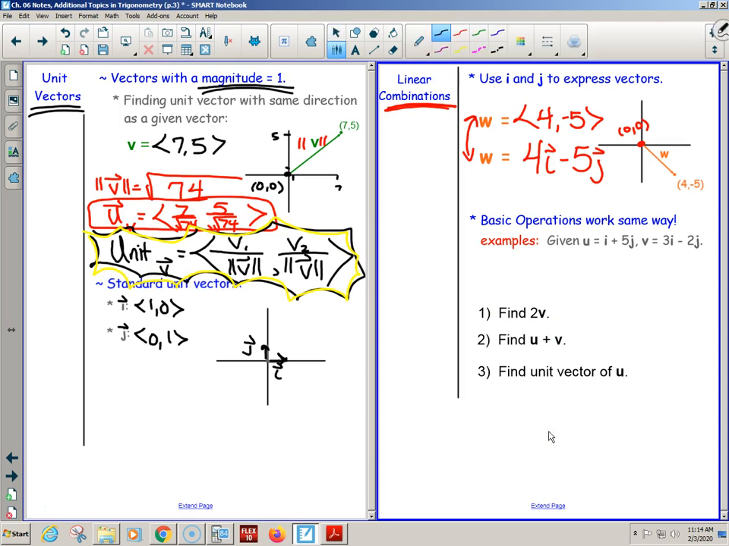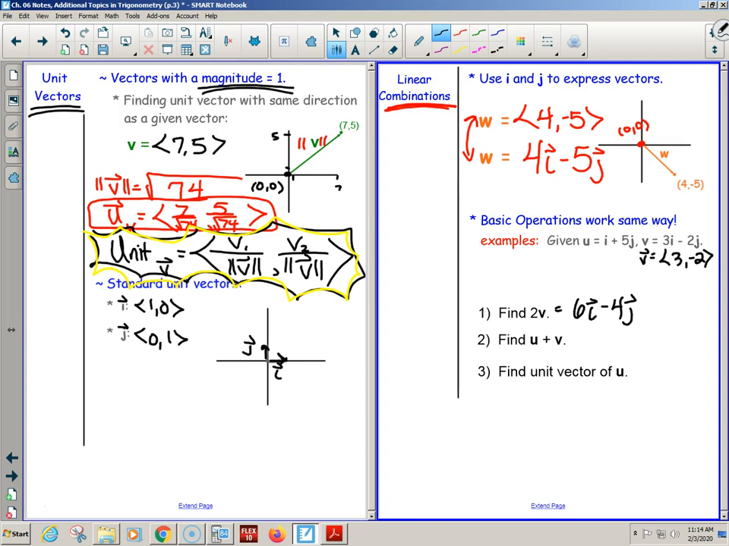Or distribute. So if you saw this vector v, 3i minus 2j, you could go ahead and say 2v is just doubling, which will be 6i minus 4j. But you could have also just taken your vector v and been like, I like it better with 3, -2. And you could have gotten 6 and -4 that way.